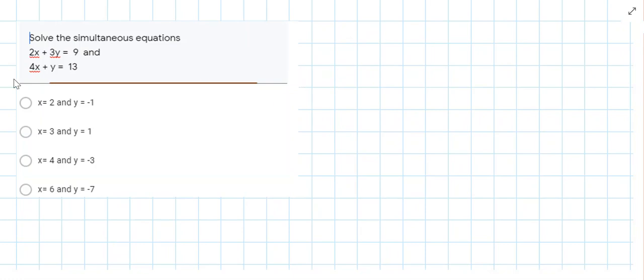What we have here are two simultaneous equations. So we're trying to figure out what the value of x and y is. They're called simultaneous equations because the value for x and the value for y will be the same value for both equations. So the first thing you want to do is number your equations. So you have equation 1 and equation 2.